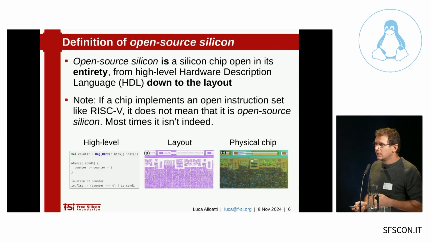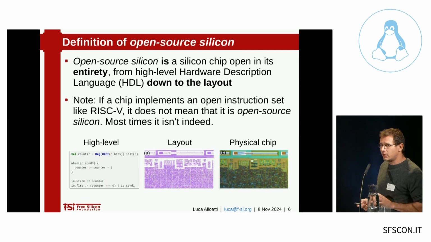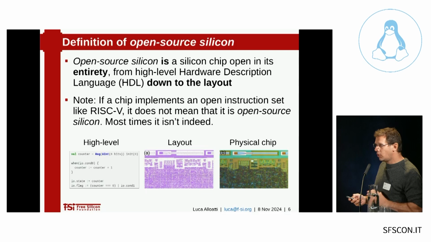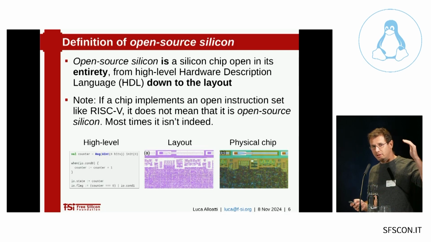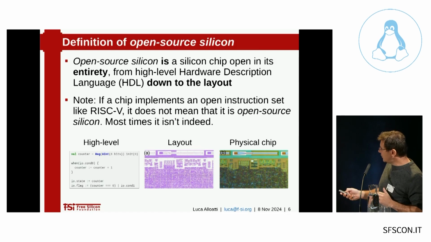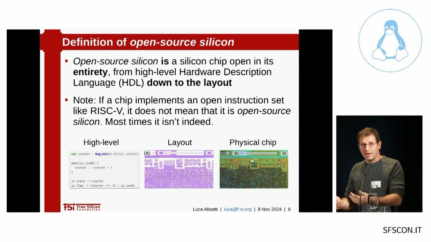So let me come to the core of this talk. So the definition of open source silicon. So open source silicon, or an open source silicon chip, is a chip which is open in its entirety. And with this I mean all the way up to the high-level description of this chip, down to the layout. With the layout is shown, for example, in this image here, and it's basically what you send to the foundry for them to fabricate your chip.